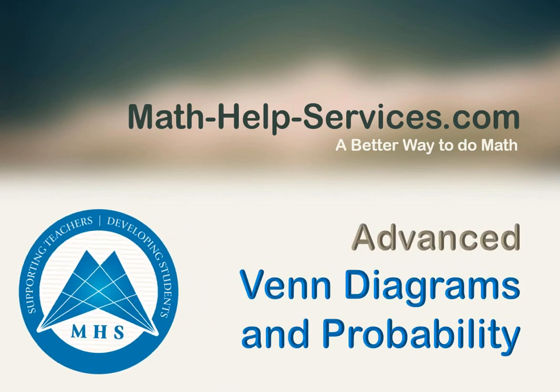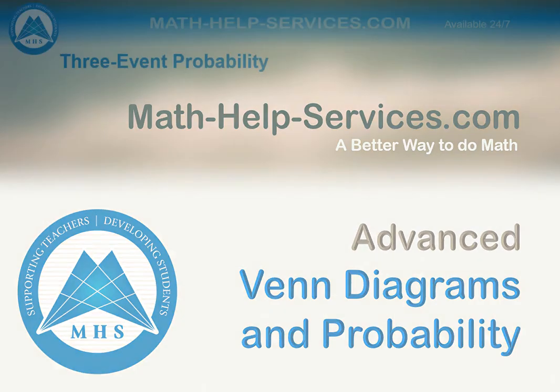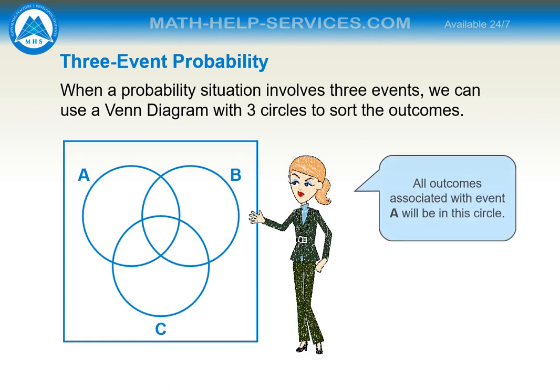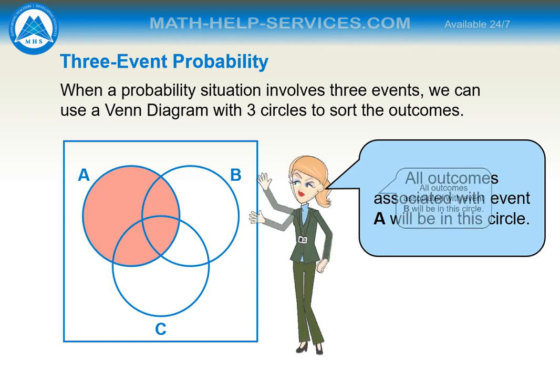Welcome back. The topic of this interactive video lesson is on advanced Venn diagrams and probability. 3-event probability. When a probability situation involves 3 events, we can use a Venn diagram with 3 circles to sort the outcomes. All outcomes associated with event A will be in this circle.